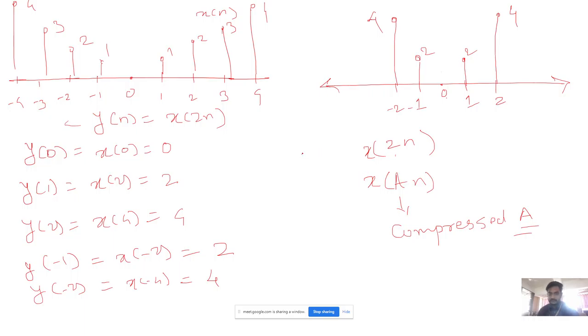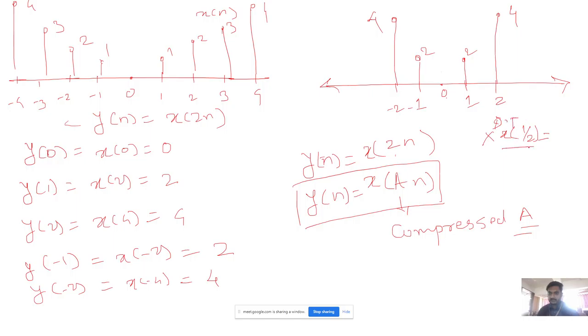Yes, sir. Right, so if y of n is something like this, the signal has been compressed, right? I cannot have x of 1 by 2 over here, because these are numbers, they are real numbers. I cannot have the fraction over here. This is not a case in the discrete time. I cannot do this x of minus half, I cannot do that. I hope I'm clear.